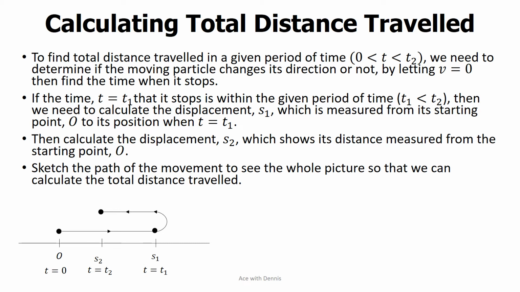So now, the total distance traveled can be split into two parts. The first part will be S1, and the second part is S1 minus S2. Hence, the total distance traveled equals S1 plus S1 minus S2.